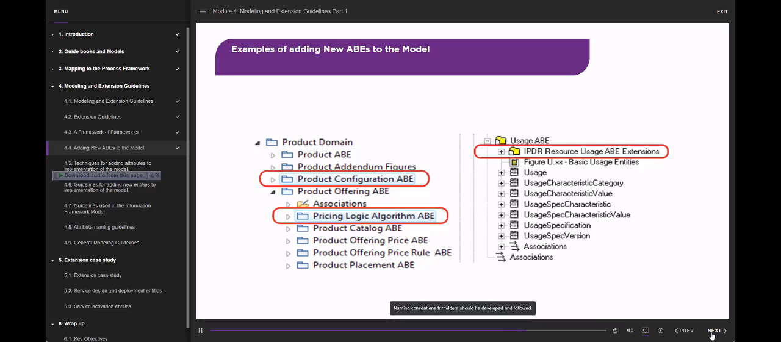Naming conventions for folders should be developed and followed. The name shown in the figure is just an example. If developing an existing framework ABE whose folder is not in the model, the name of the ABE followed by ABE should be used for the folder name. Note that this folder name should also follow the folder extension naming guideline.